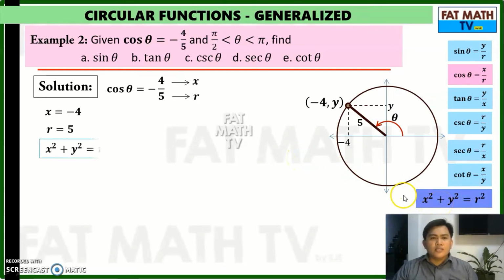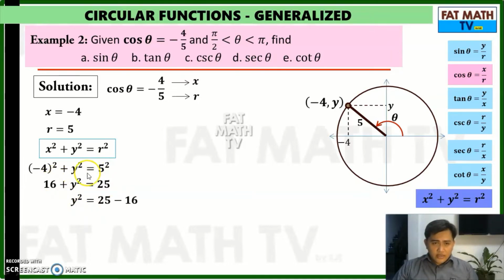Okay, so that's x squared plus y squared equals r squared. X is negative 4, so make that negative 4 squared, copy plus y squared. And r is 5, so 5 squared. Negative 4 squared is 16, 5 squared is 25, so we will have this. For this, 16, copy, and then 5 squared is 25. And then you can transfer this to the other side. That's going to be negative 16. 25 minus 16 is 9.